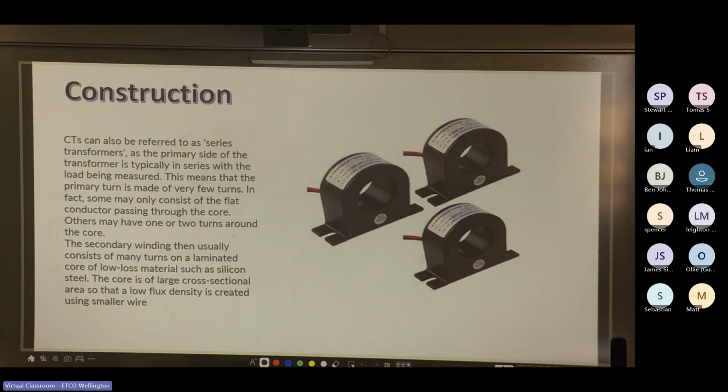Cool. So construction. CTs can also be referred to as series transformers, as the primary side of the transformer is typically in series with the load being measured. This means that the primary is made of very few turns. In fact, some may only consist of the flat conductor passing through the core. Others may have one or two turns around the core. The secondary winding then usually consists of many turns on a laminated core of low-loss materials such as silicon steel. The core is of a large cross-sectional area so that a low flux density is created using smaller wire.